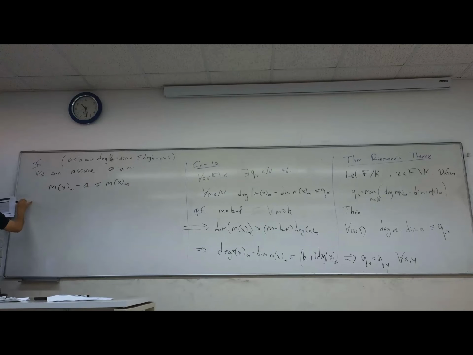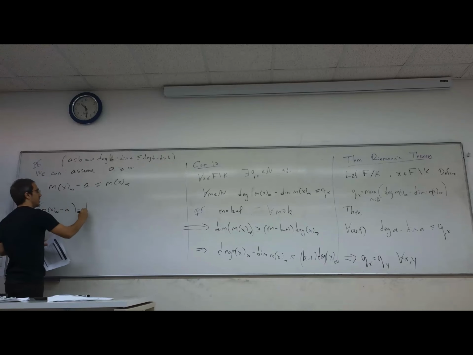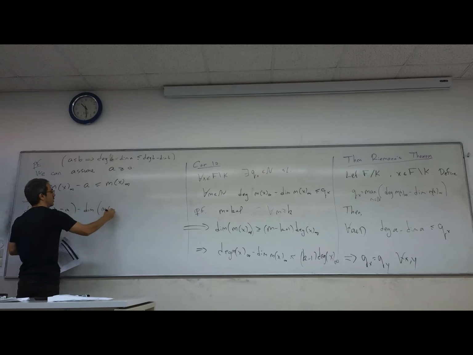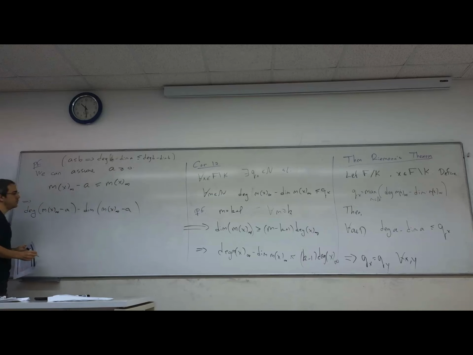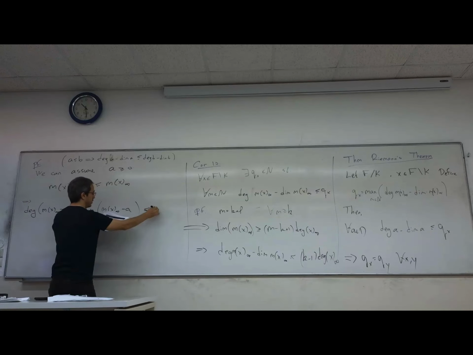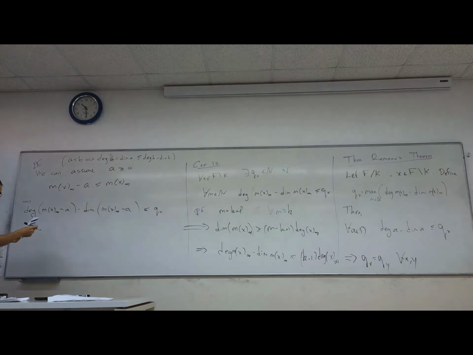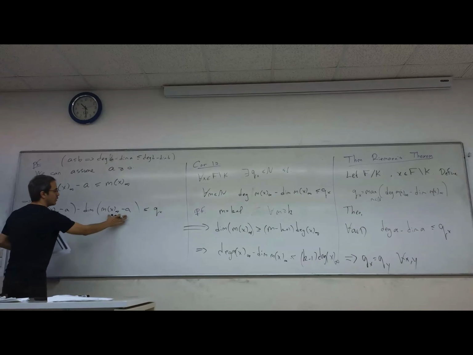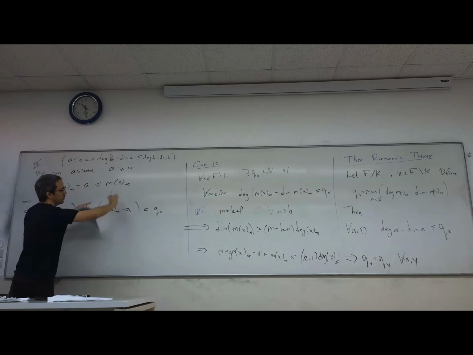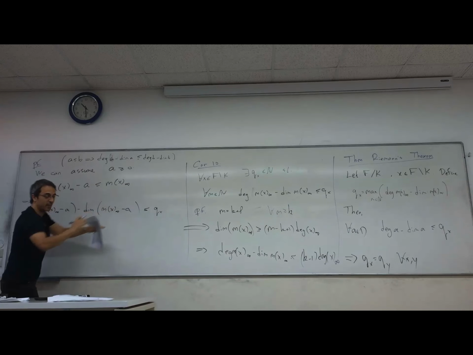So we know from here that the degree minus dimension of that is at most the degree minus dimension of this. So this is the divisor that I'm looking at here. The degree minus dimension of that divisor is at most Q of X, right? And why am I doing that? Because I want to be assured that there is an element in this Riemann-Roch space. So I'm looking at this dimension, and I'm going to take it to the other side, because I want it to be positive.